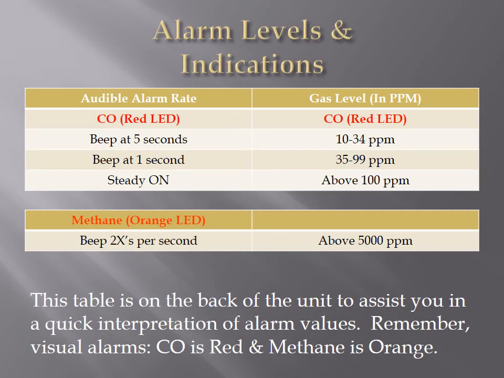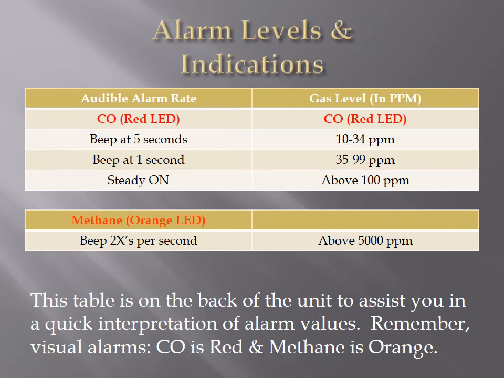Let's talk about alarm levels and indications. What we're really talking about is the audible alarm rate, or what we hear, and what that means as far as gas levels or parts per million of carbon monoxide. If you see a red indicator light on your monitor, that indicates that you are in an environment and it's sensing carbon monoxide, or CO. Now, at the audible alarm, so now we're hearing this alarm go off. If it beeps every 5 seconds, we know that we're in an environment of at least 10 to 34 parts per million. To know exactly if we're at 10 or 20 parts per million, we have to look at the LCD screen. But when you hear that audible beep every 5 seconds, you know you're in at least 10 to 34 parts per million.